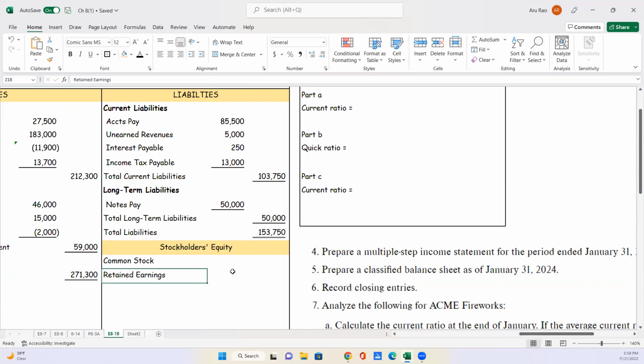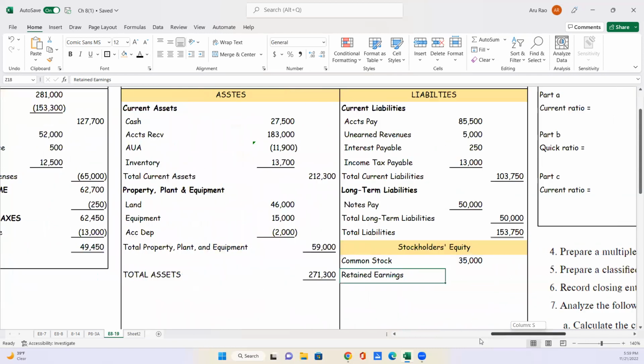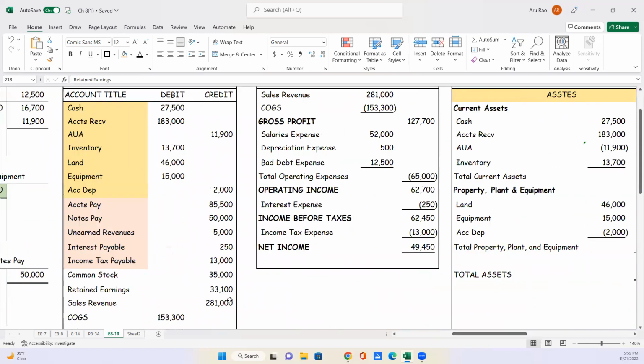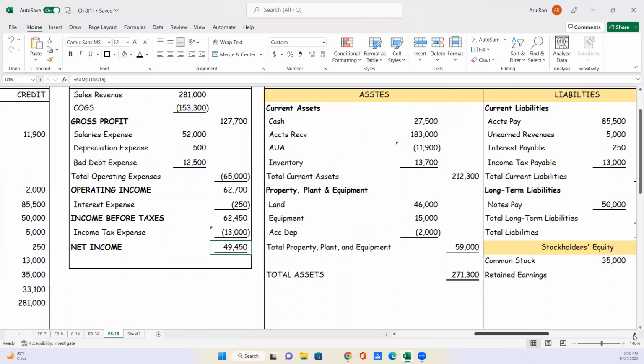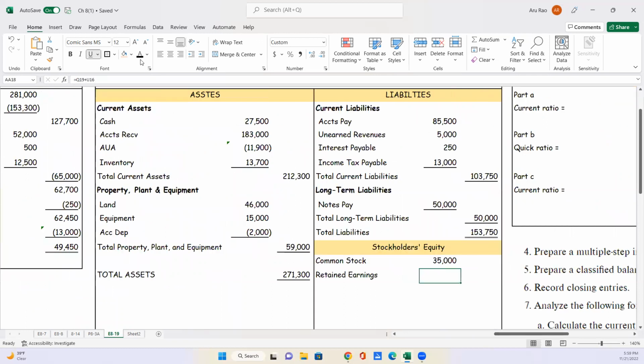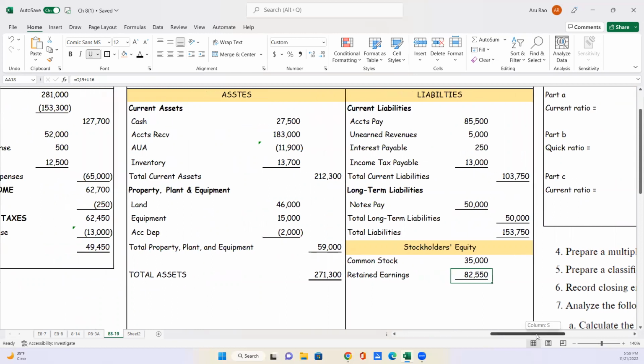Common stock, there was no common stock transaction that took place. So whatever I had on January 1st, that's the same number I have on the 31st. Retained earnings, I'll need to do a calculation. The calculation I need to do is retained earnings, I had 31,100. And then I earned income of 49,450. So my retained earnings number is going to be 82,550.